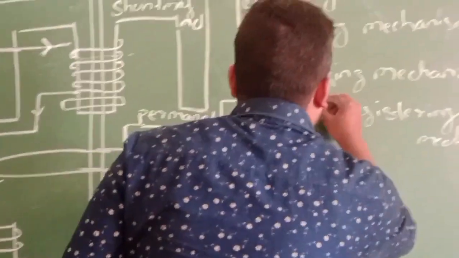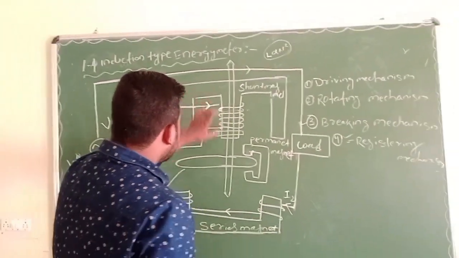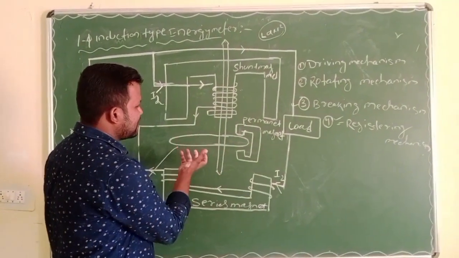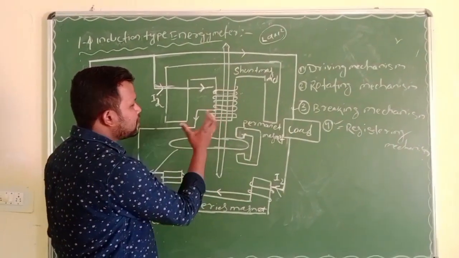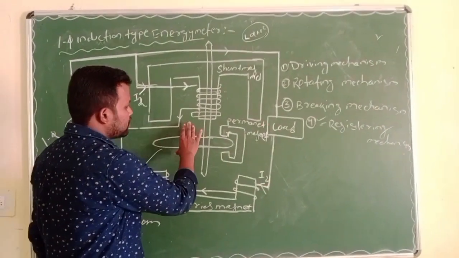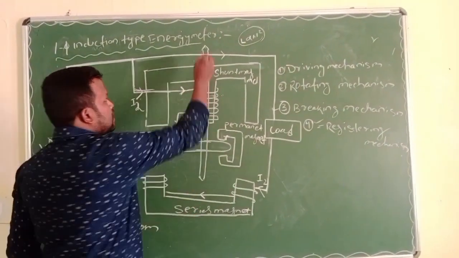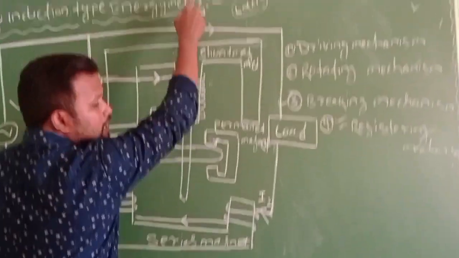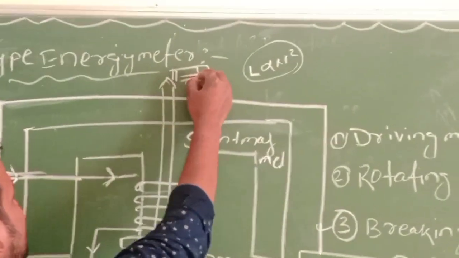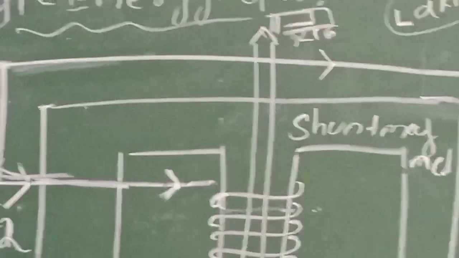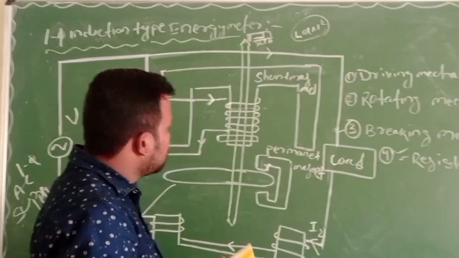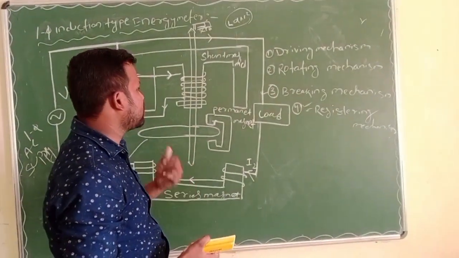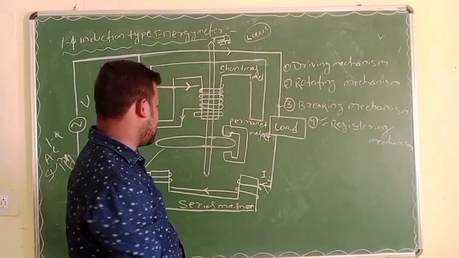After that, we have the registering mechanism. In the registering mechanism, if the disc is rotated, it can count how many revolutions. The rotating disc is connected to the spindle, and the spindle is connected to the reduction train gear, which counts how many units are consumed by my load, my home or any other appliances.